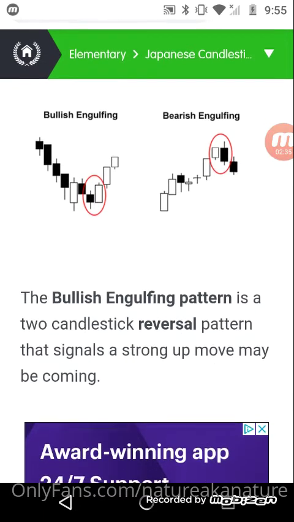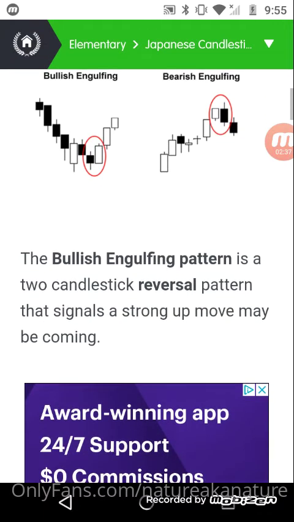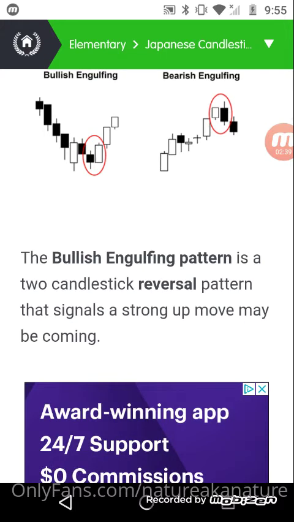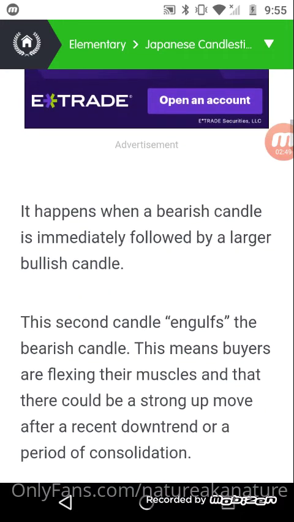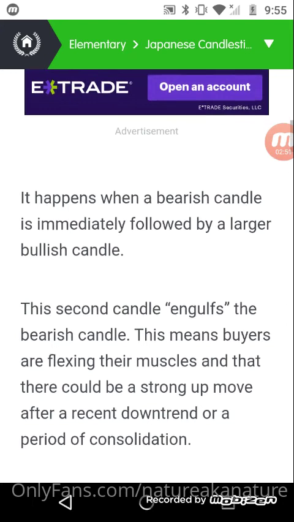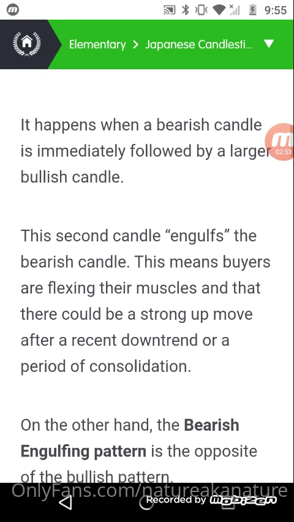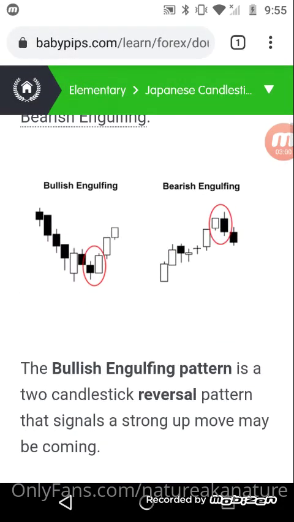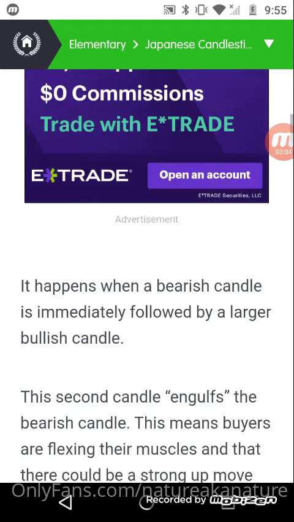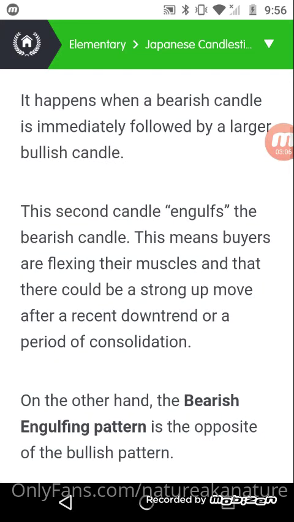Same thing with bearish engulfing. You usually see this at the top of an uptrend. It happens when a bullish candle is immediately followed by a larger bearish candle. So this second candle engulfs the bullish candlestick right here. This second candle engulfs the bearish candlestick.